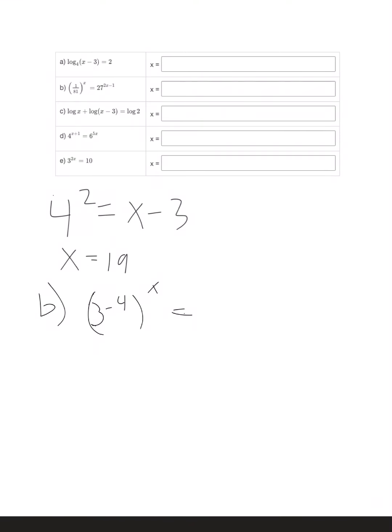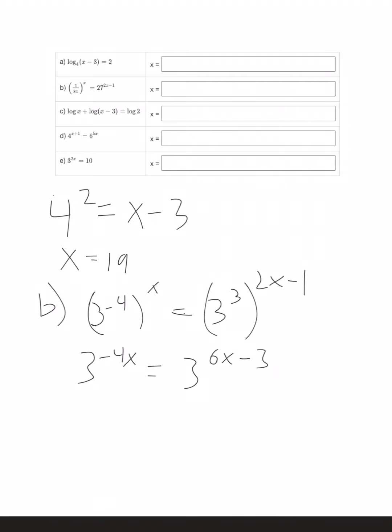is really 3 cubed. And then that's still to the 2x minus 1. And then my properties of exponents say multiply the exponents if you have a power raised to a power. So this becomes 3 to the negative 4x, and then this one becomes 3 to the 6x minus 3.